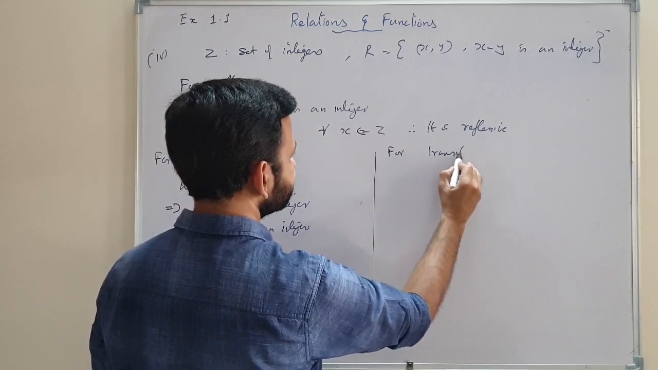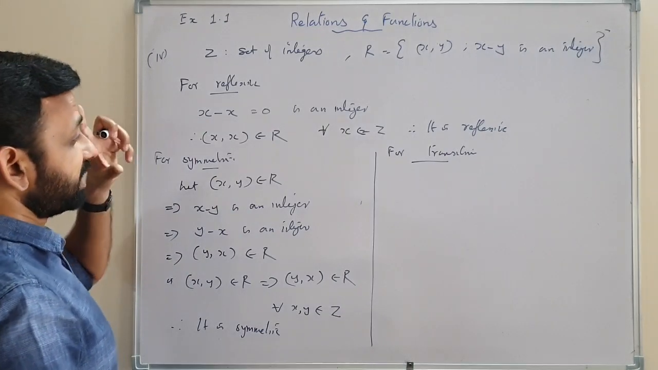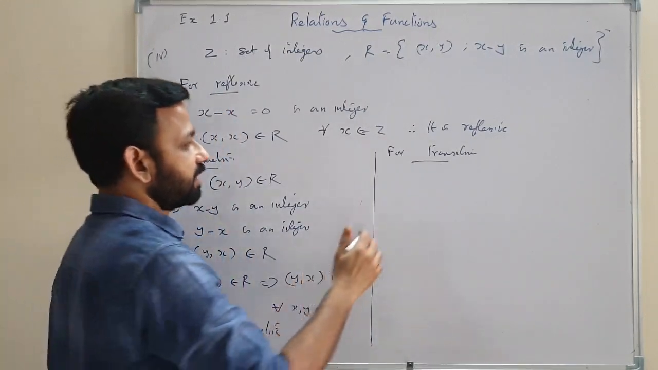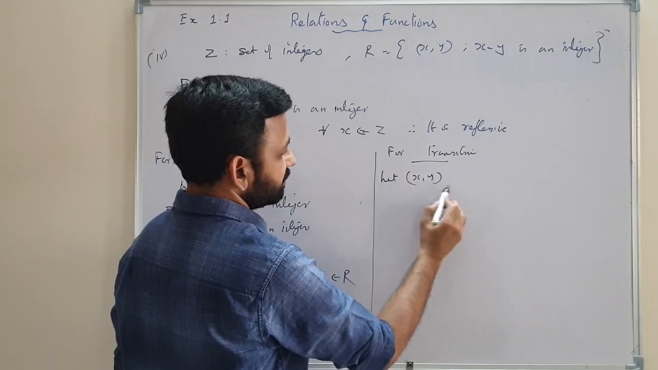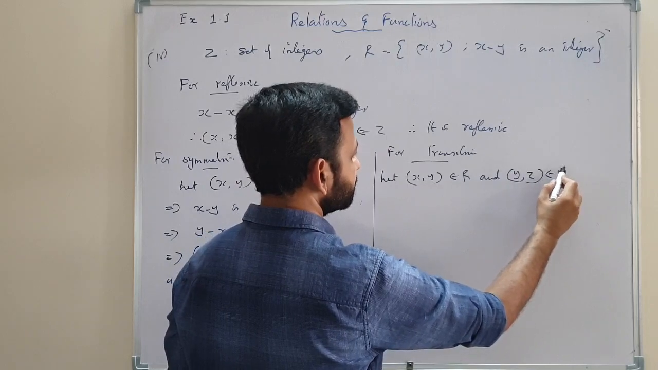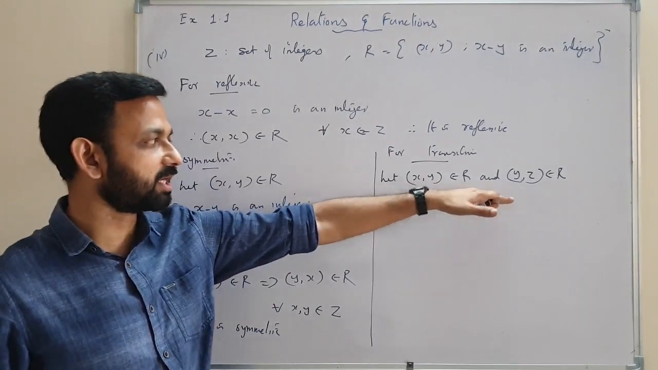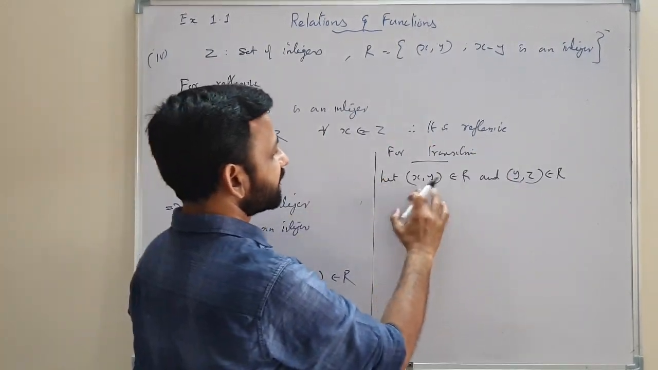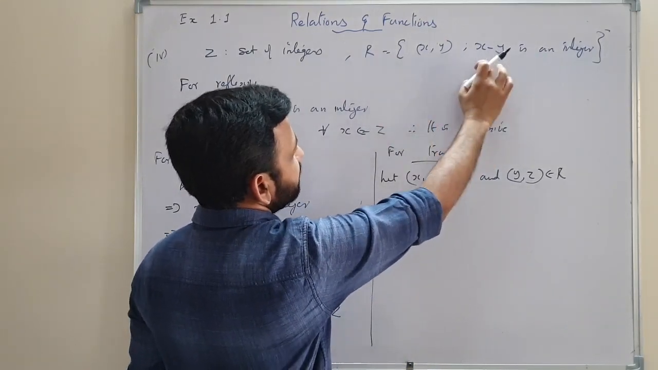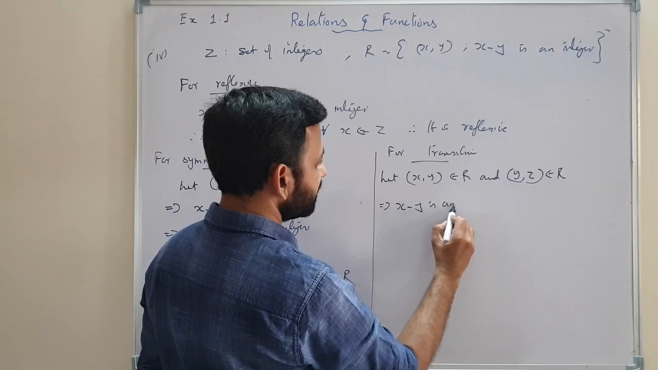For transitive, we are going to take three elements from the set of integers: x, y, z are three integers. Then let (x, y) belongs to R and (y, z) belongs to R, where x, y, z are integers. If (x, y) belongs to R, by the definition of that relation, x minus y is an integer.